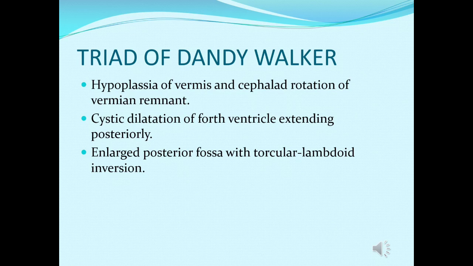Classically, Dandy-Walker malformation consists of the triad of: 1. Hypoplasia of the vermis and cephalad rotation of the vermian remnant. 2. Cystic dilatation of the fourth ventricle extending posteriorly. Usually, the cerebellar hemispheres are displaced anterolaterally but with normal size and morphology. 3. Enlarged posterior fossa with torcular-lambdoid inversion, the torcular lying above the level of the lambdoid due to an abnormally high tentorium.